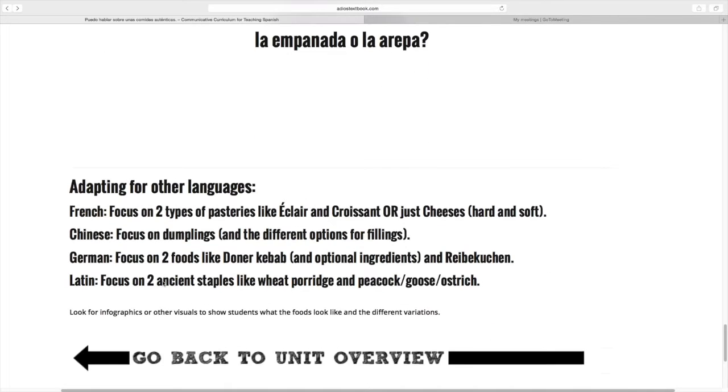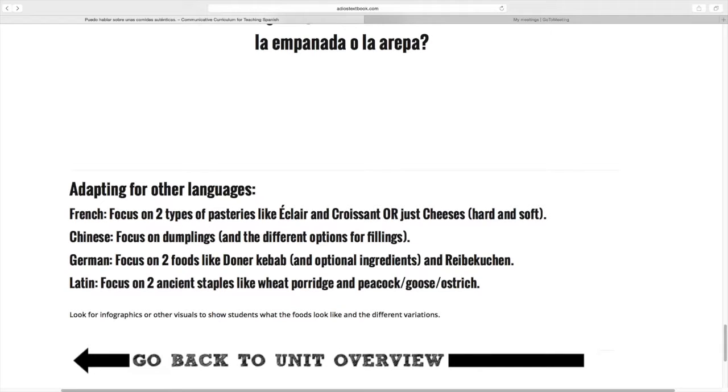Now, this is really easy to switch to another language. For French, I would do the same lesson, but just switch out the empanada and arepa for two types of pastries. Or the cheeses. I worked with a French teacher just recently, and she said she was going to make something like this and really just focus on French cheeses and the hard versus the soft cheeses. And this first lesson would have been all about that.